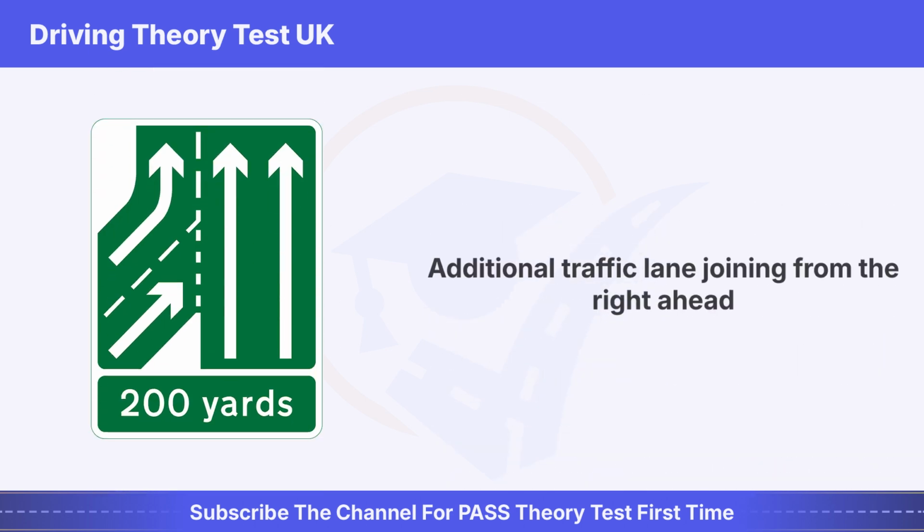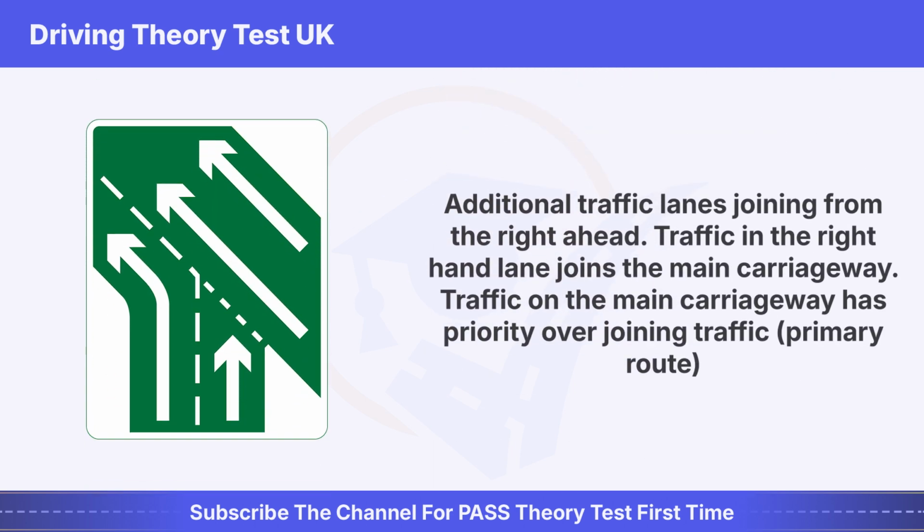Additional traffic lane joining from the right ahead. Additional traffic lanes joining from the right ahead. Traffic in the right-hand lane joins the main carriageway. Traffic on the main carriageway has priority over joining traffic, primary route.